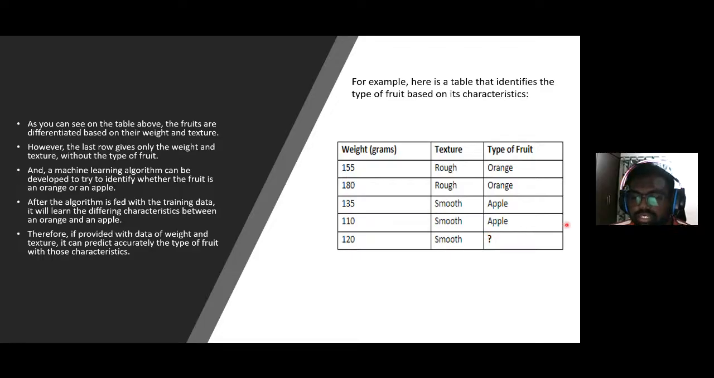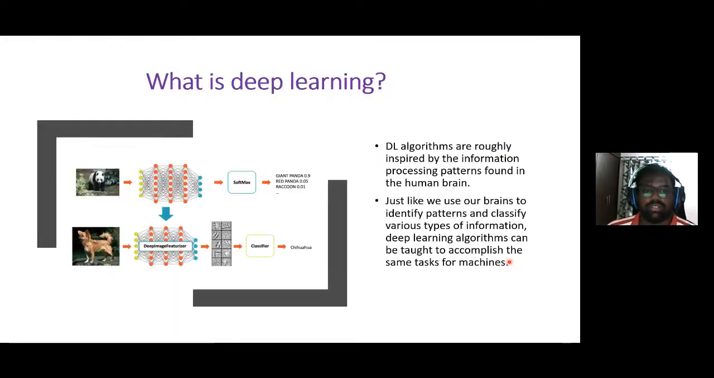If you give the above data to a machine, it will say if the texture is rough, you have to say orange. If the texture is smooth, you have to say apple. So it has identified a pattern. Understand, guys? It has identified a pattern from the data set that you have given. And now the moment that you give smooth, it will say apple. So that's the simple logic of machine learning. That's it. Cool.